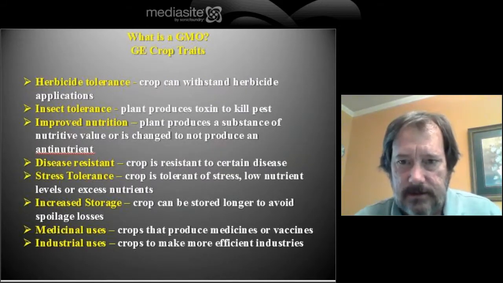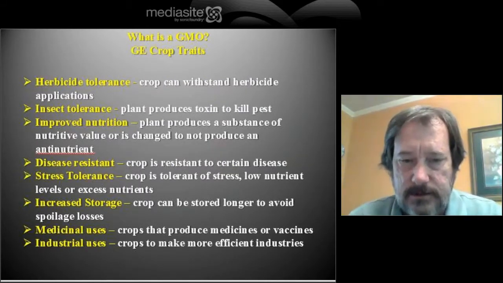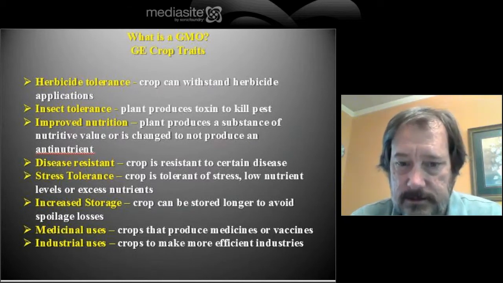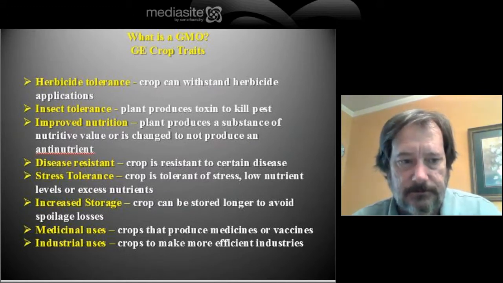So there are various GMO traits, or genetically engineered crop traits. They would include herbicide tolerance, insect tolerance, improved nutrition, disease resistance, stress tolerance, increased storage, medicinal uses, and industrial uses. Then we'll look at some examples of each one of those.